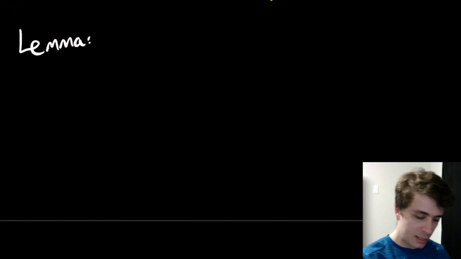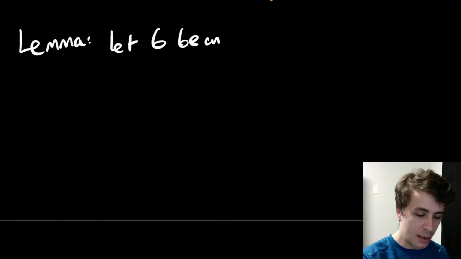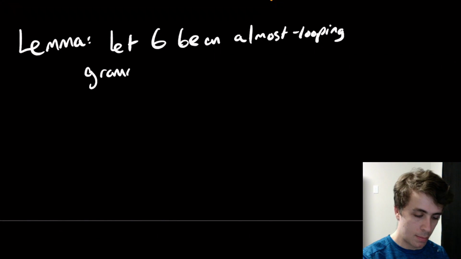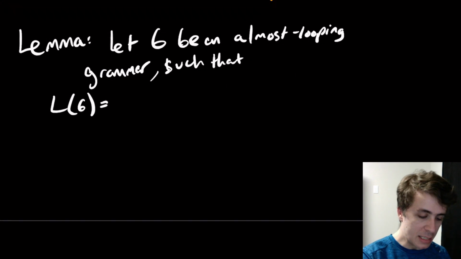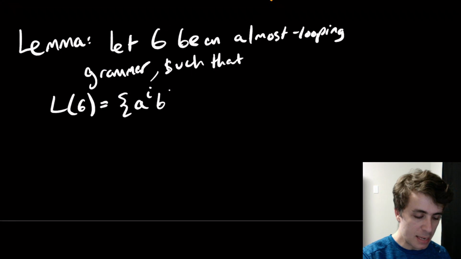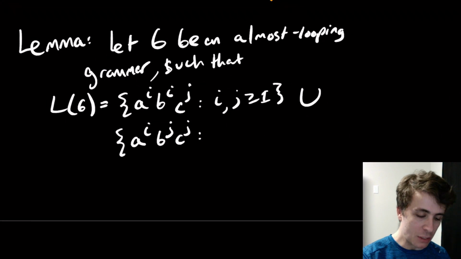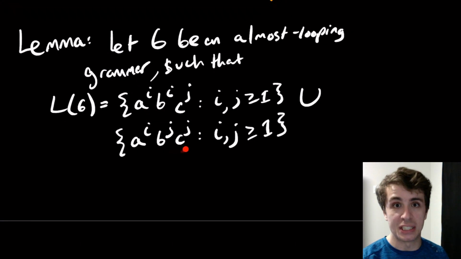All right, so here's the lemma that we're going to prove here. Let G be an almost looping grammar. And we're going to have it be such that its language is the one that we actually want to observe: a to the i, b to the i, c to the j, where i and j are at least one, union the other language, where we have the number of b's and c's being the same. So we have the j exponent being the same on the a's and b's at the start, and b's and c's on the second piece.